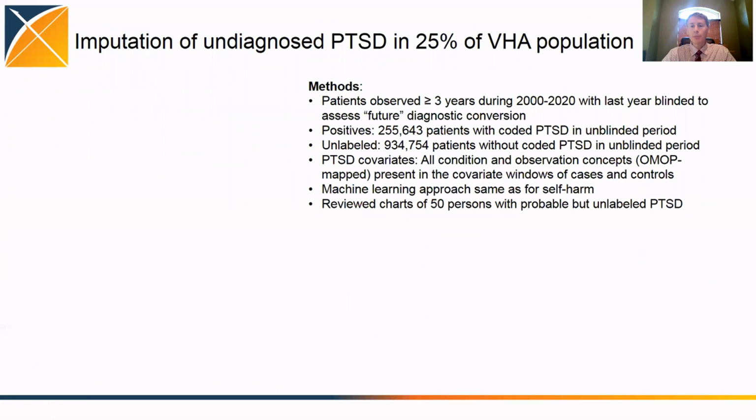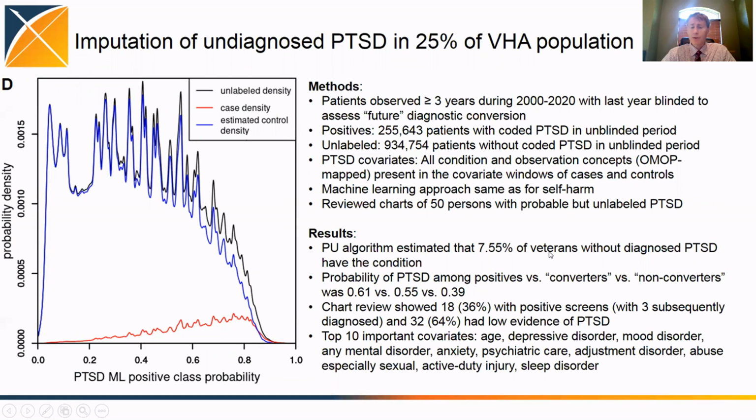When we sort this all out and apply this technique in post-traumatic stress disorder within a quarter of the VHA population, we applied a very similar approach and saw that 7.5% of veterans without diagnosed PTSD have the condition. We also see that among those who were positive versus who later converted in a holdout year that we didn't use for labeling anybody versus those who didn't convert, the probabilities among the positives versus converters was quite similar and the non-converters was quite low. Chart review showed 36% had positive screens, 3 subsequently diagnosed, and 32 had low evidence of PTSD.